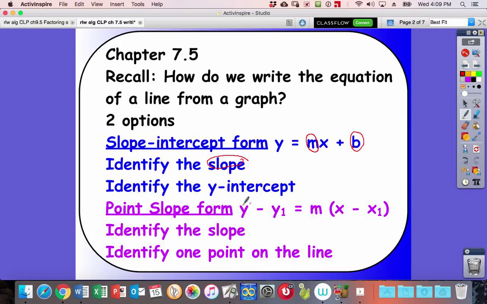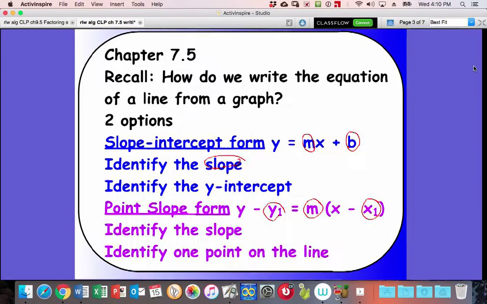The other option is point-slope form, which is nice when the line doesn't cross the y-axis. You still have to identify the slope, and you have to pick a point. And remember, it's a little bit backwards: the x is over here, and the y is over here. So let's do a couple of examples like that.